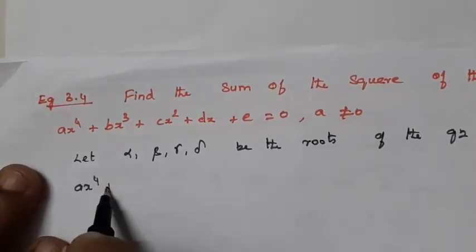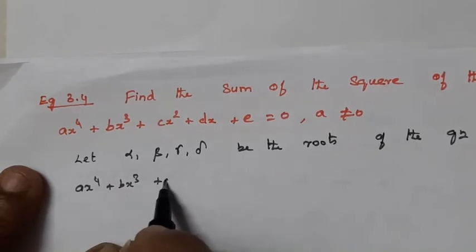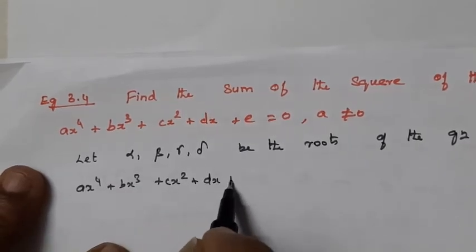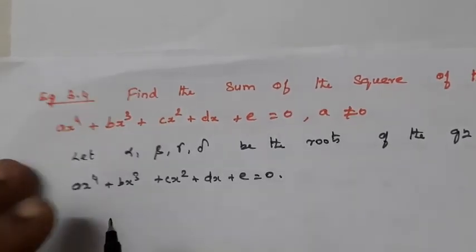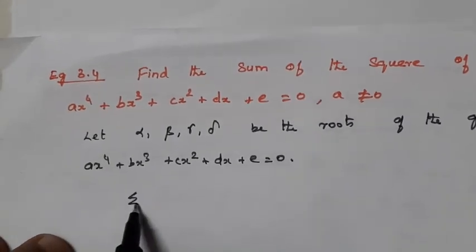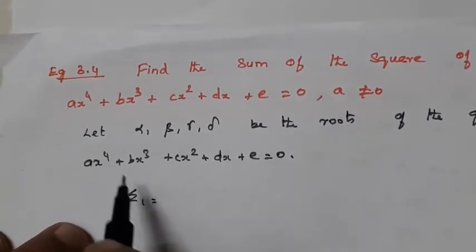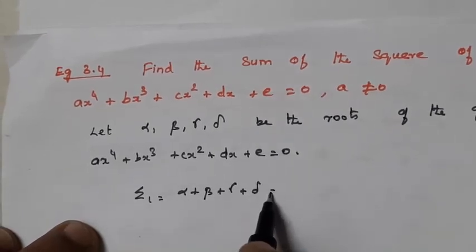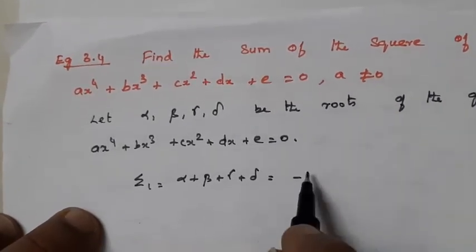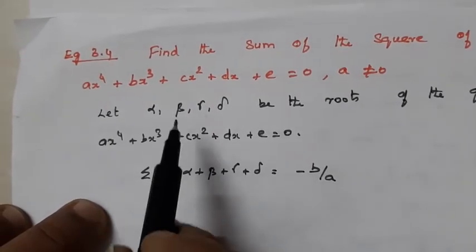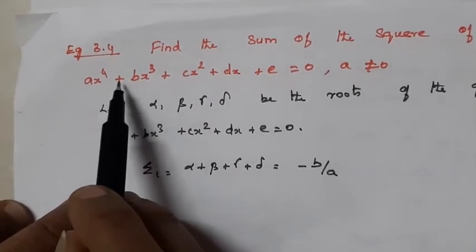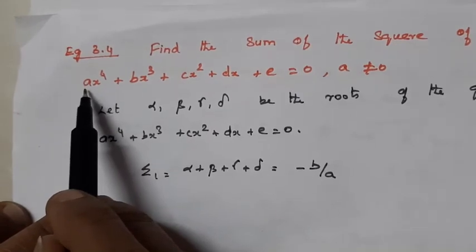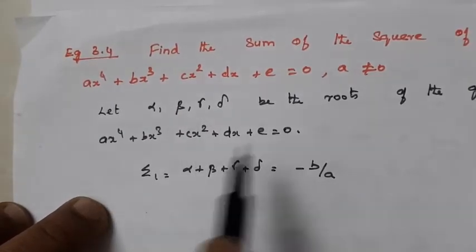A x power 4 plus b x cube plus c x squared plus d x plus e is equal to 0. Now let us find out what is sigma 1. What is sigma 1? Sum of all the roots, that is alpha plus beta plus gamma plus delta. That will be equal to minus b by a, right? So it would be minus, the coefficient of x cube has a sign minus, and it will be divided by a, therefore minus b by a.